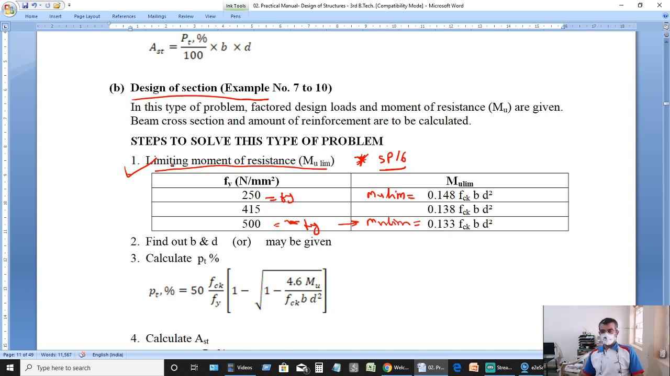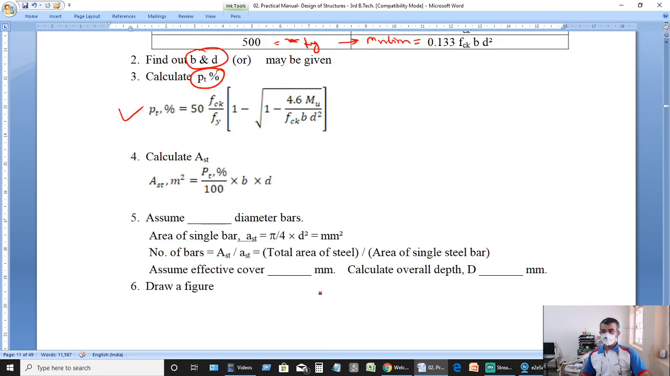So first you find out the mu limit according to your grade of steel, then you find out the b and d, then you find out the pt from the same equation. Pt is equal to 50 fck upon fy, in bracket, 1 minus under root 1 minus 4.6 mu upon fck bd square, and then you find out the area of steel. So area of steel is equal to percentage steel into area of concrete. Once you have this ast, then you find out the number of bars.